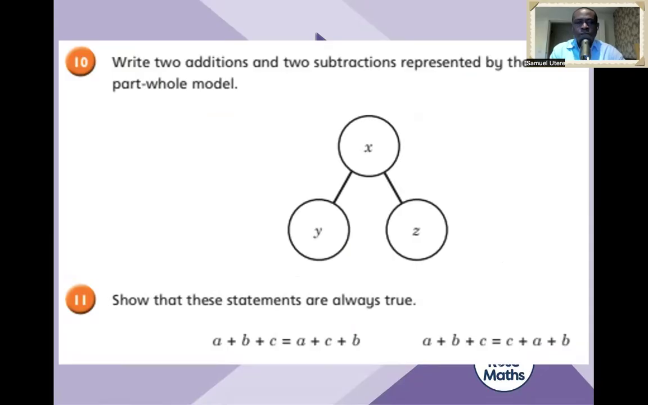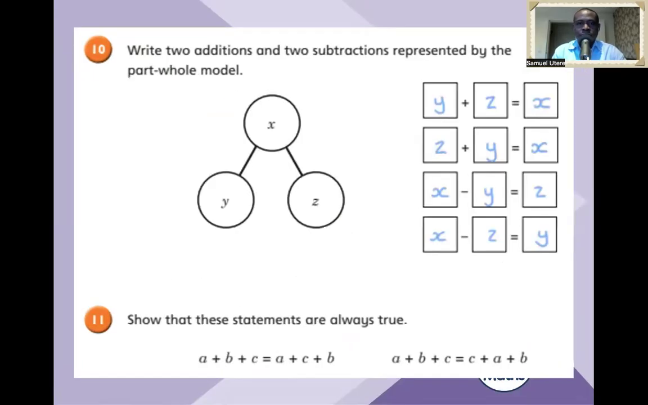Assuming you've paused the video and you've answered questions 10 and 11, here are the answers. Let's discuss them. Here you were asked to write 2 additions and 2 subtractions represented by the part-whole model. Now you can see that we can begin to use letters, which brings us to the concept of algebra. We're not doing that yet, but it's just to show you how this knowledge that you have gained about the properties of addition and subtraction can be generalized even in algebraic form. And here are the calculations.